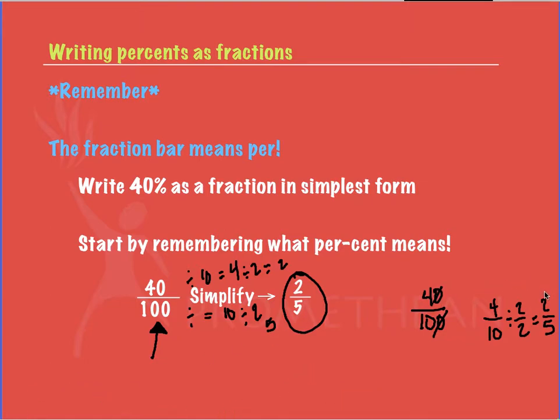All right, our goal is to get to that simplified answer and to know that 40% is the same thing as saying 2/5. So let's say you had a test that had 5 questions, and you had 2 correct out of 5. That would be 40%. You got 40% of the test right.